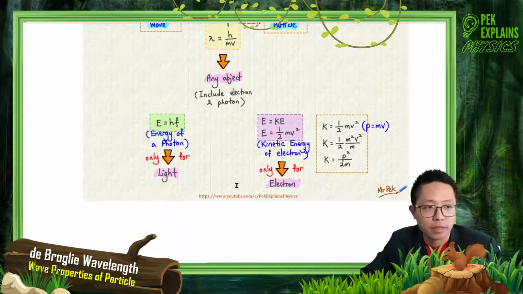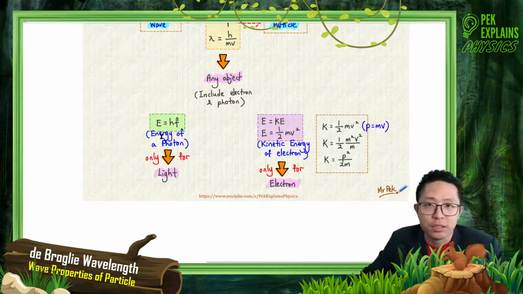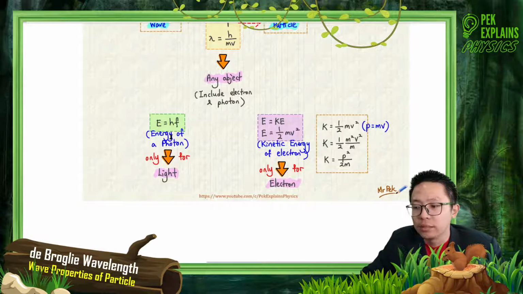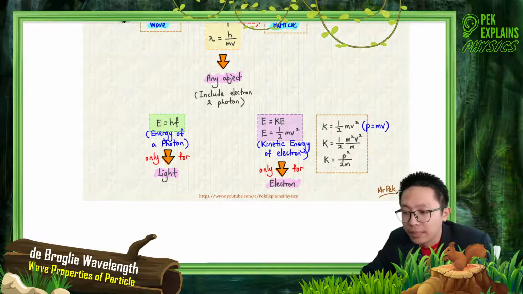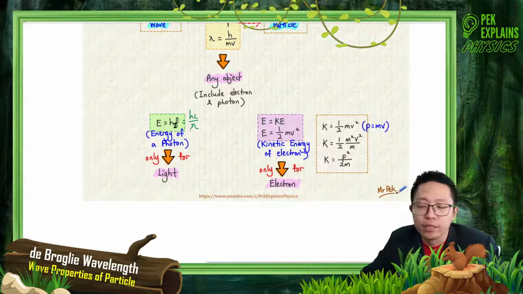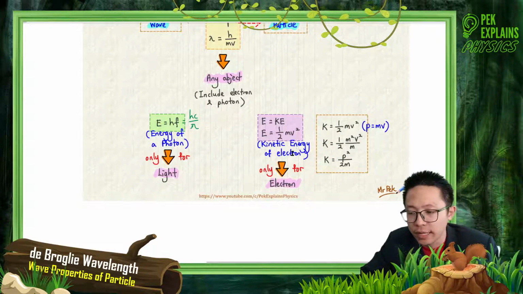I did tell you. The energy of a photon is E equal to hf, where f is the frequency, or we can say hc over lambda. Sometimes you can use hc over lambda. So this is the formula to calculate the energy of a photon. The electron doesn't have photon energy, but it has kinetic energy, half mv square, isn't it? E equal to half mv square, the kinetic energy of an electron.